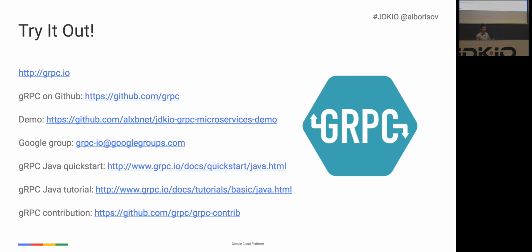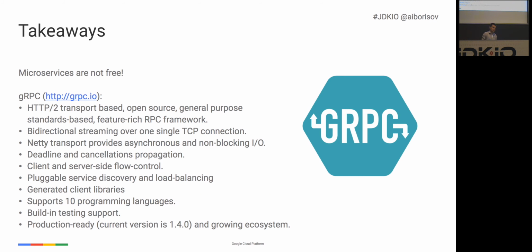Please try it out, check gRPC website, clone gRPC repository. You can check out gRPC GitHub repository with gRPC demo examples that I showed you today. gRPC-IO Google group is one of the best ways to reach gRPC developers and users and ask your questions. And don't hesitate to contribute if you find it useful.